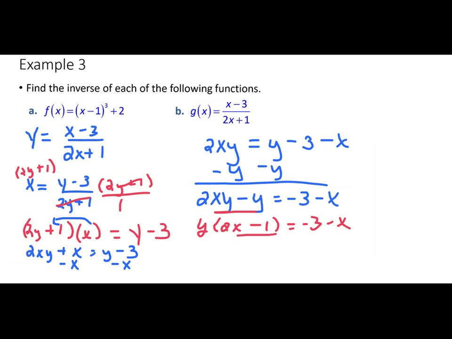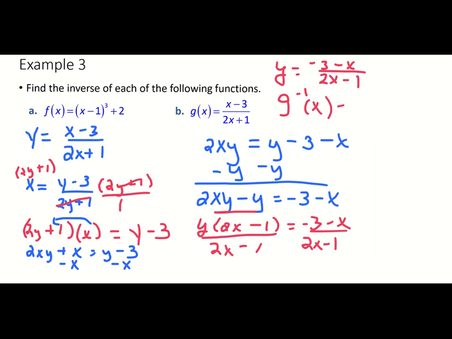And now to get y by itself, it's y times 2x minus 1, so I'm going to divide both sides by 2x minus 1. And when I do that, it's going to give me y is equal to negative 3 minus x over 2x minus 1. Or, if I make it an inverse function, g of negative 1 of x is equal to negative 3 minus x over 2x minus 1. And that would be the inverse of our second function here.